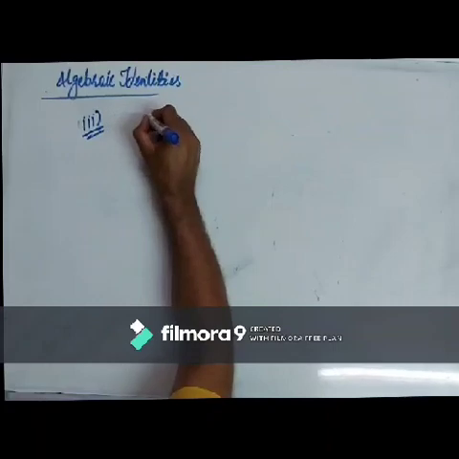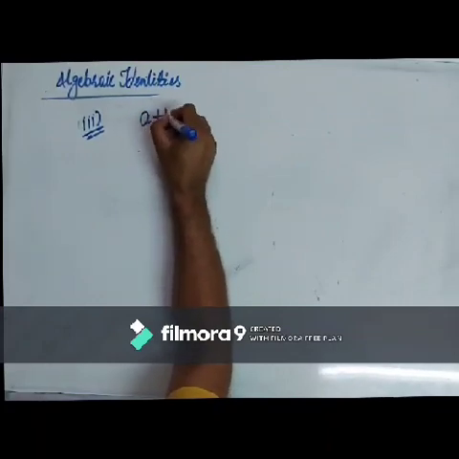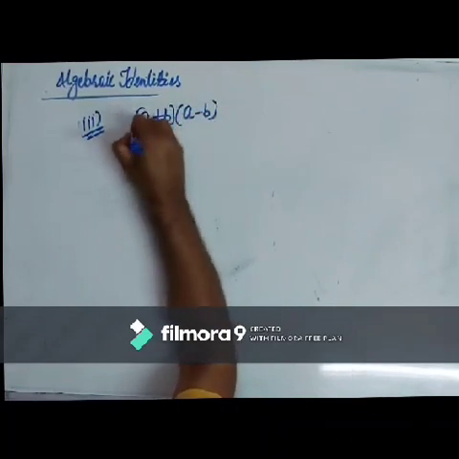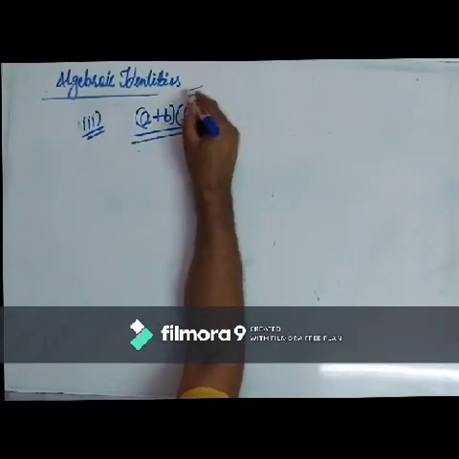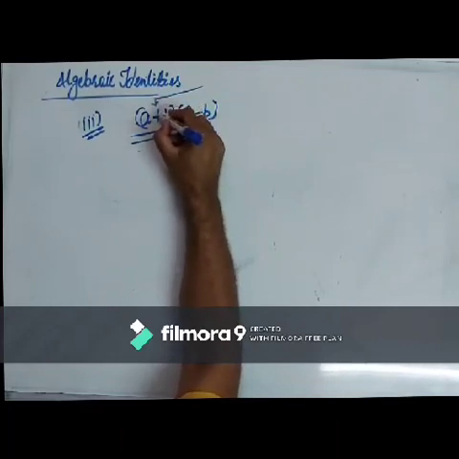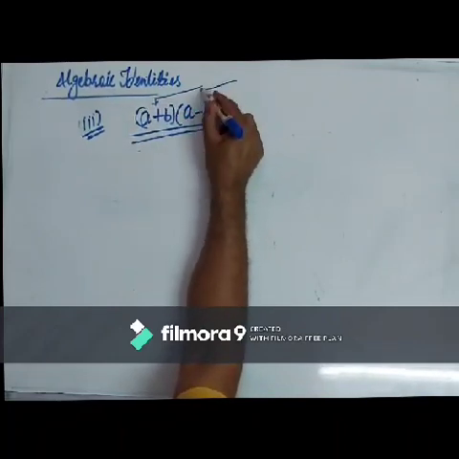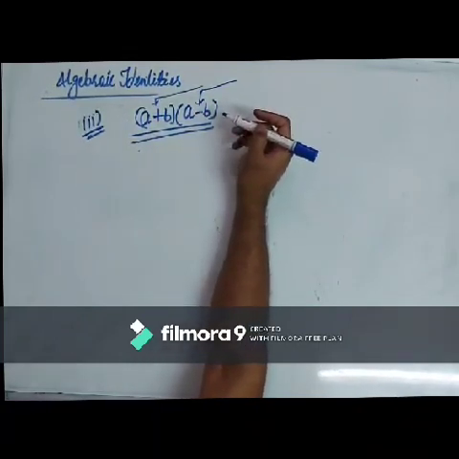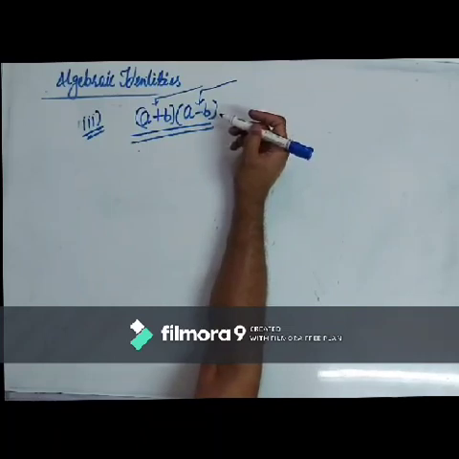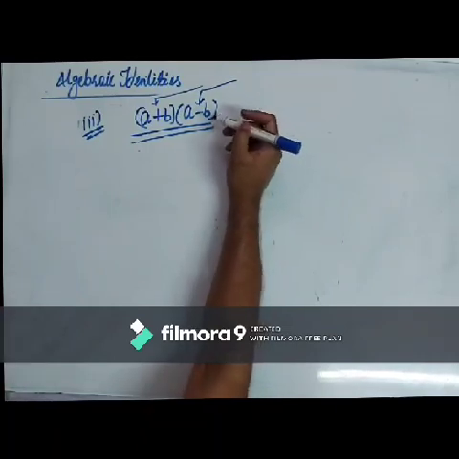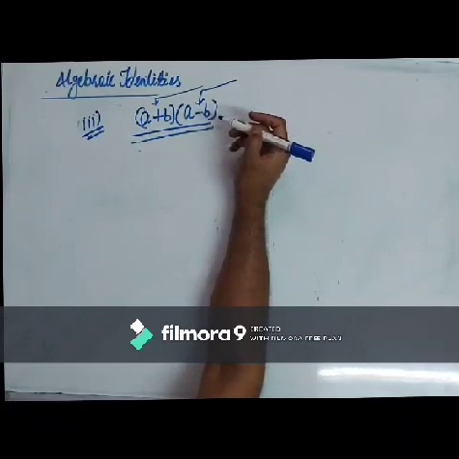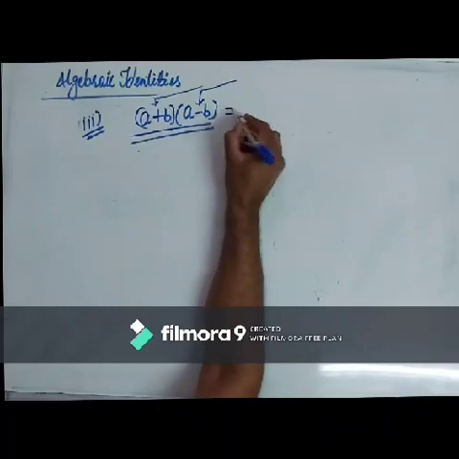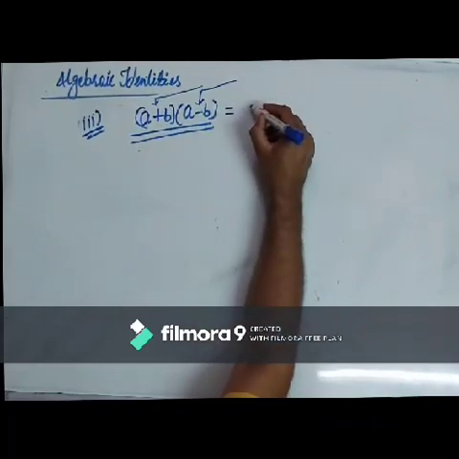Identity number 3. What if we have a plus b and then a minus b? What is it called? A binomial having a positive sign in between and another binomial having a negative sign. These two are different binomials. There is a term used here, conjugate of each other. I will talk about it in the later part, but at the very first look, let us distribute it.